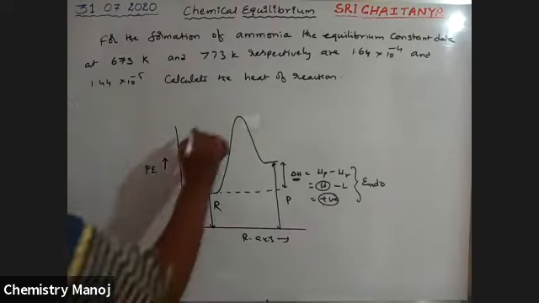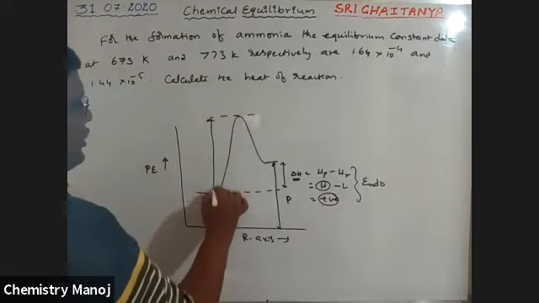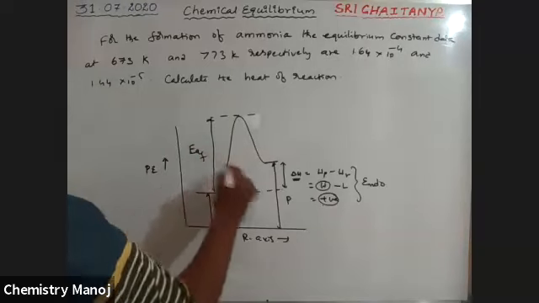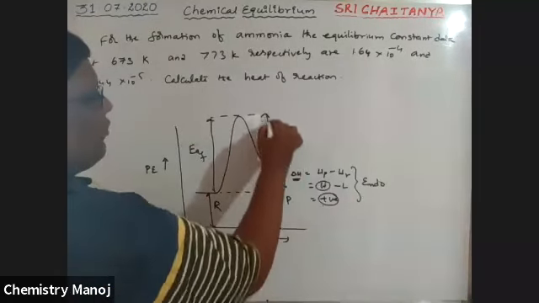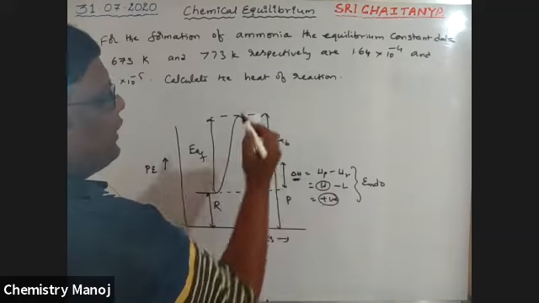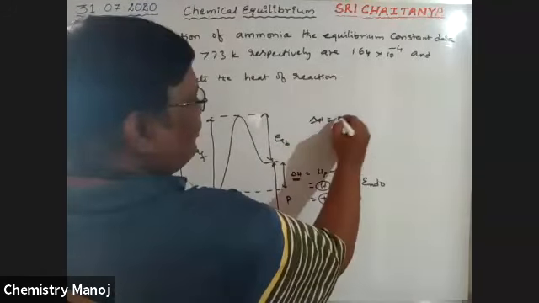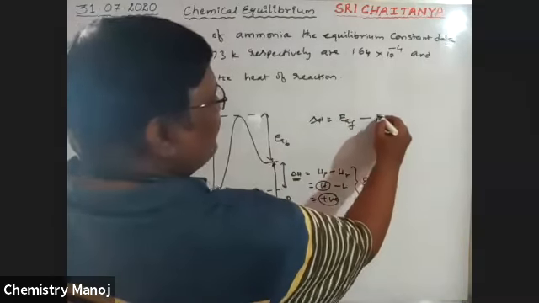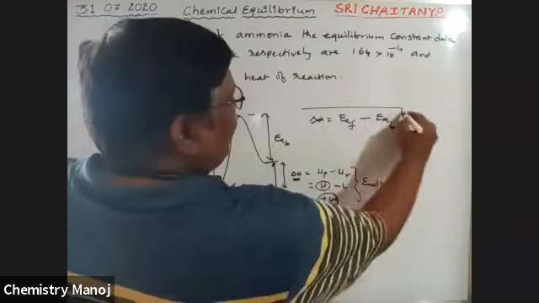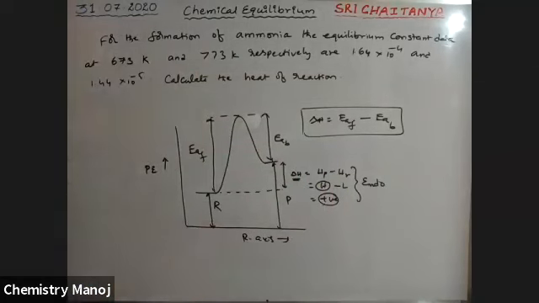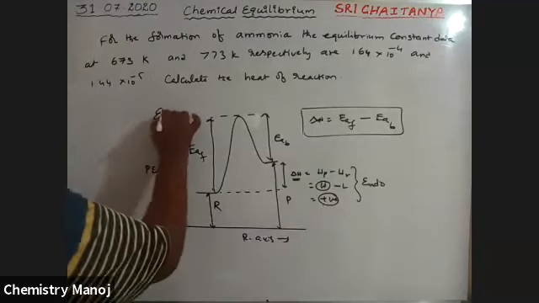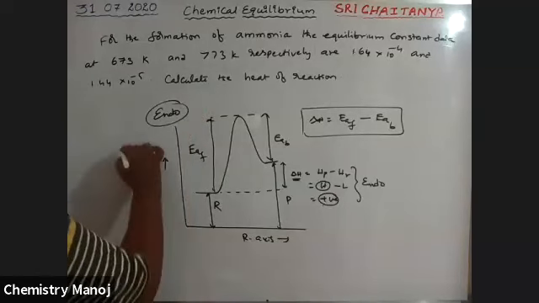So this is the activation energy of the forward reaction, EAF, and this is the activation energy of the backward reaction, EAB. Delta H should be positive, so delta H is equal to the activation energy of the forward reaction minus the activation energy of the backward reaction. Delta H is a positive value. This is for the endothermic case. For an endothermic reaction, this is the graph.